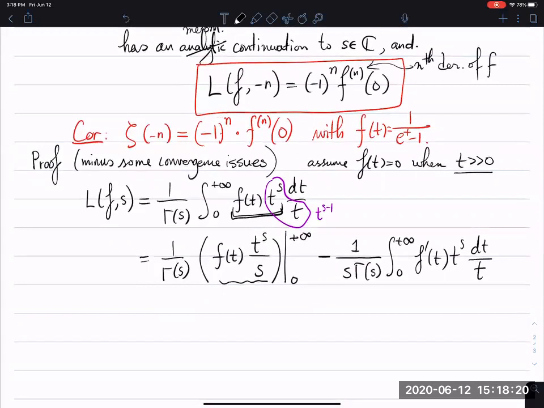Sorry, I also write t here, so I have plus 1 here. So this is t^s, and then it becomes t^(s+1) over t. I just want to write things in a uniform way as before.